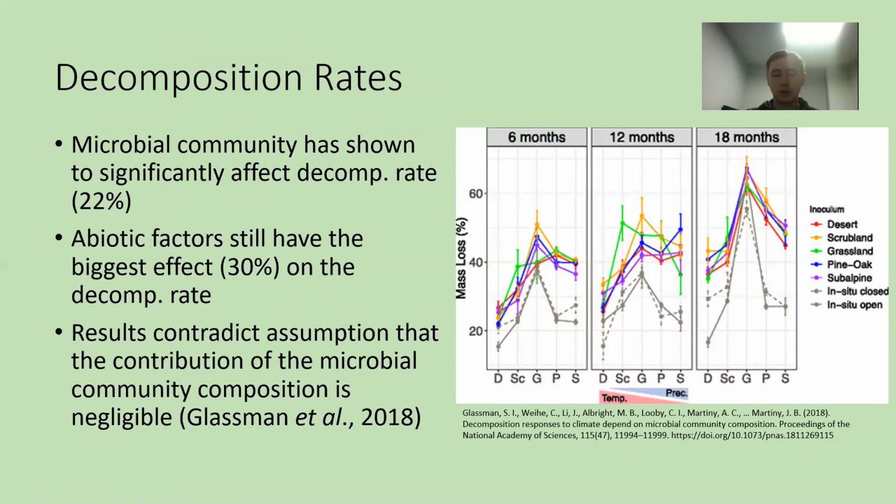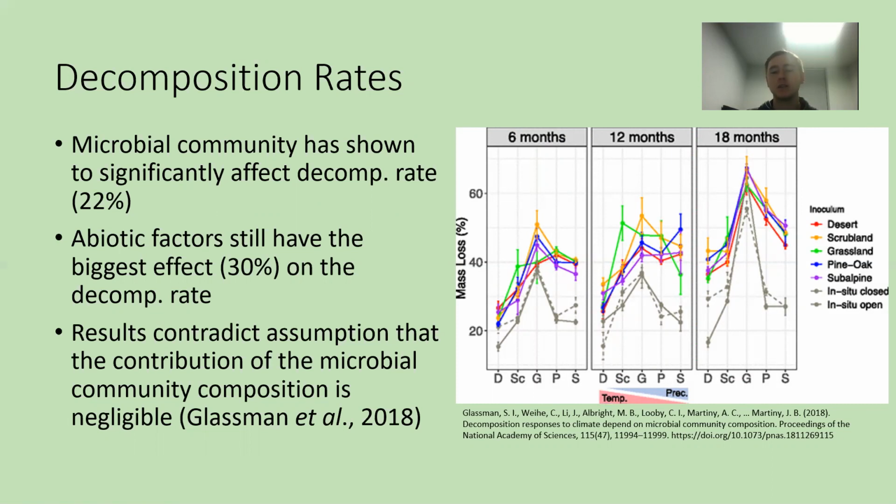So because composting is decomposition of organic material, decomposition rates are very important. And the study I wanted to share with you today looked at the effect the microbial community composition had on decomposition rates. And this study found that the microbial community composition accounted for 22% of the variance in the decomposition rates. And this was significant because the abiotic factors only accounted for 30% of the variance in decomposition rate.